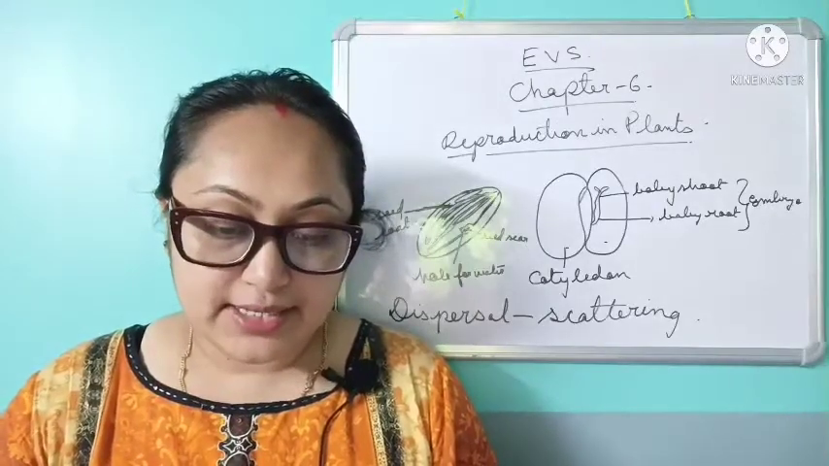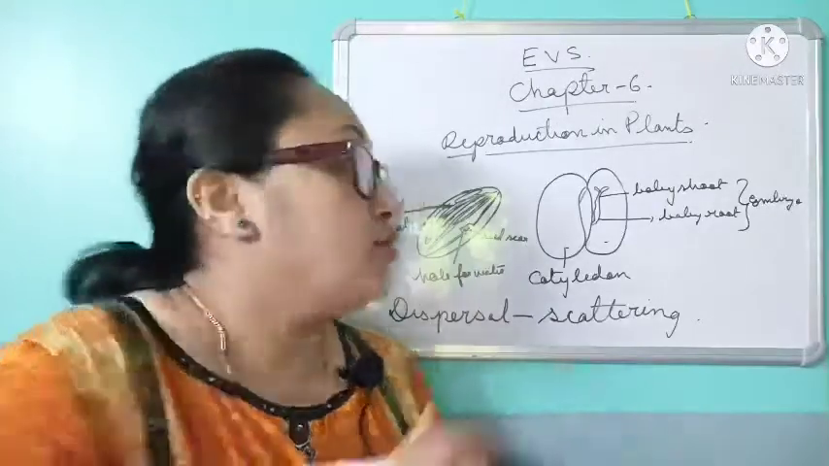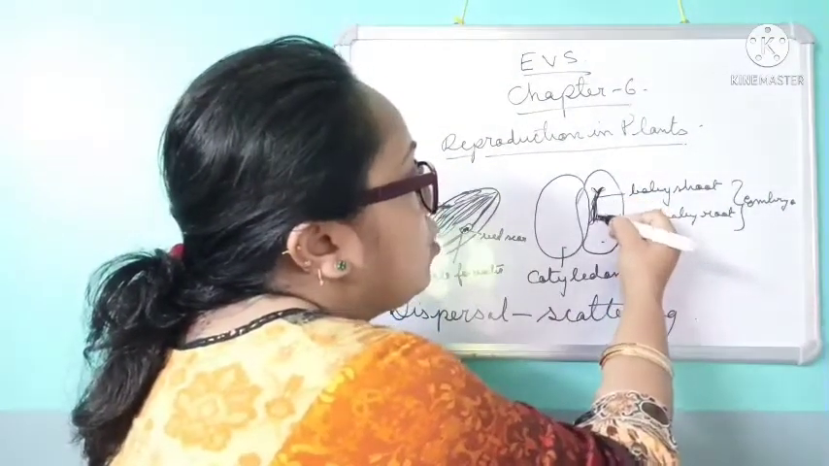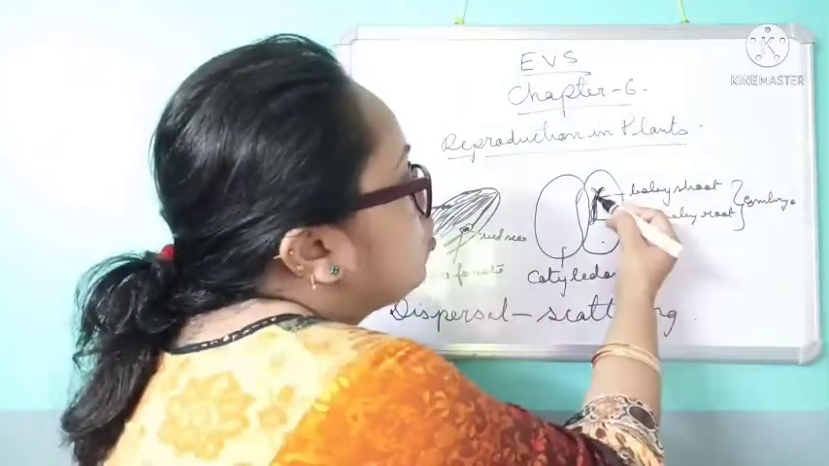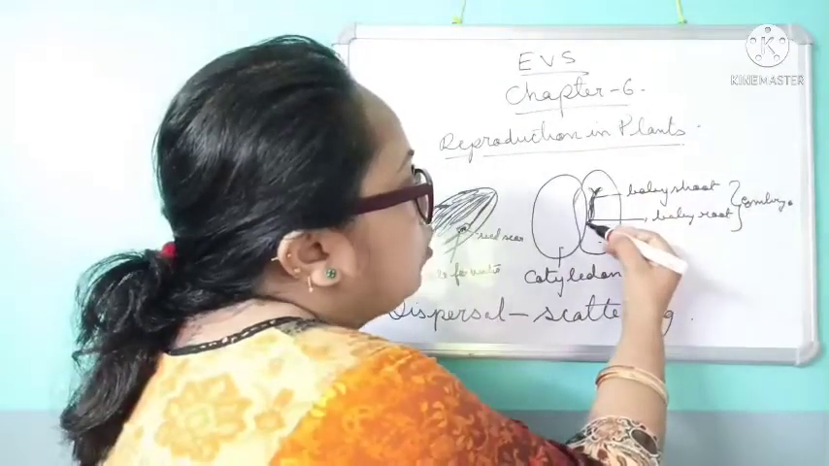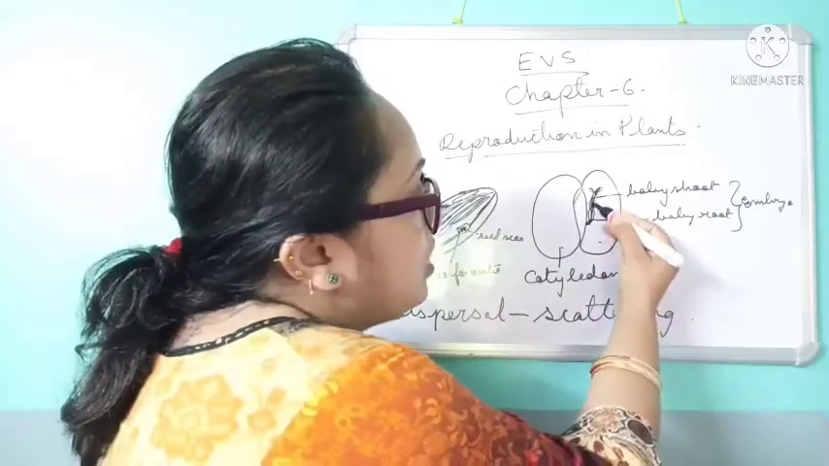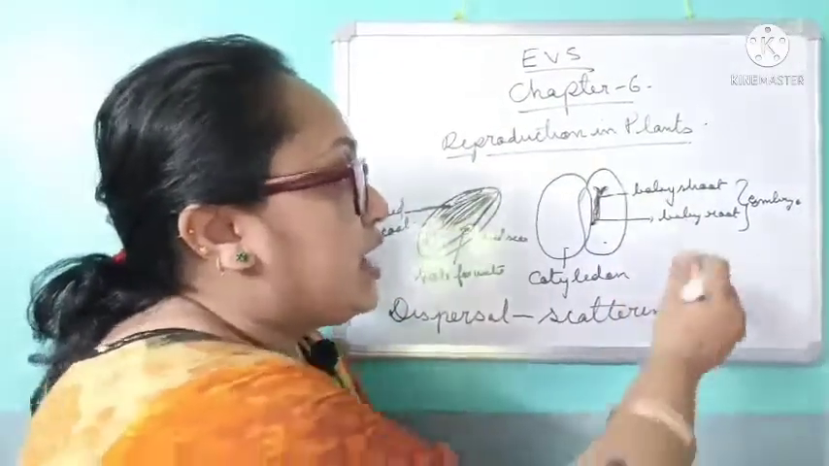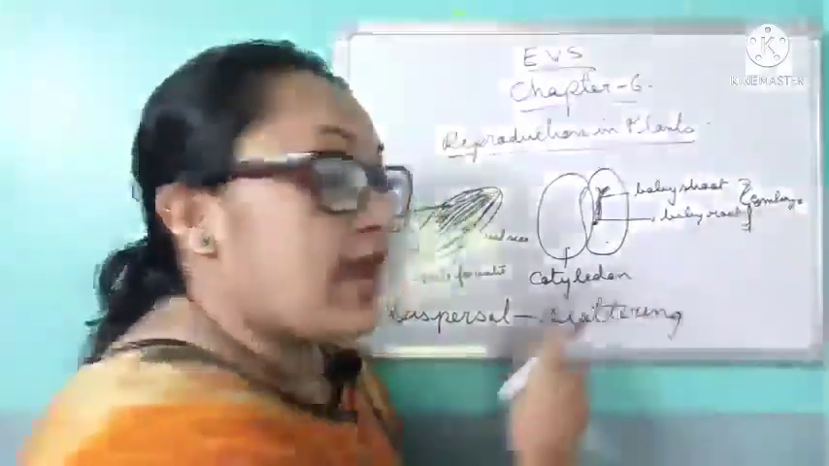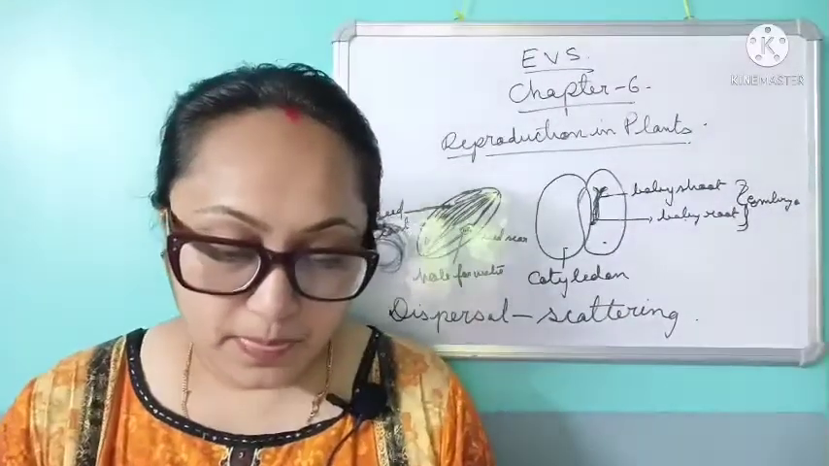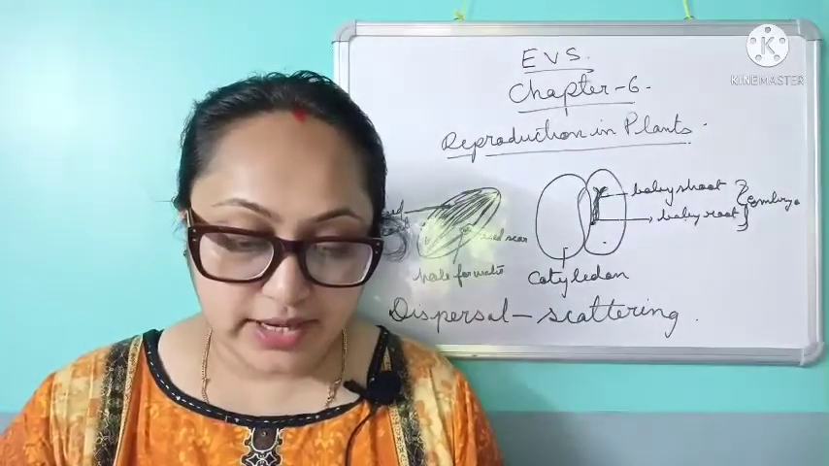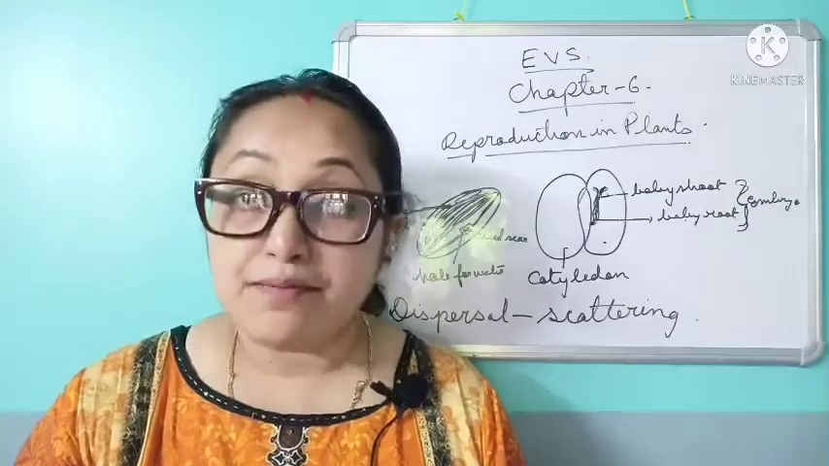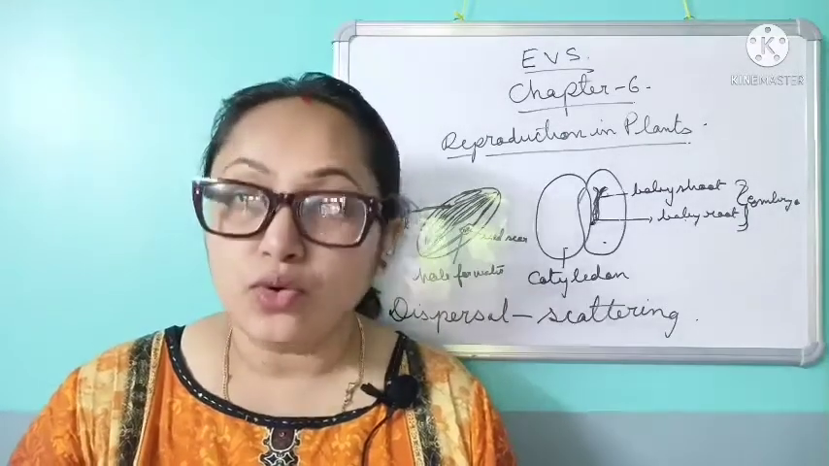Between the cotyledons is the baby plant called the embryo. Now this as a whole is called the embryo. This is called the baby shoot, and this is called the baby root. This is the root, and it grew up, is it not? So this is called the baby shoot, this is called the baby root, and as a whole it is called the embryo. The embryo contains a baby shoot and a baby root.